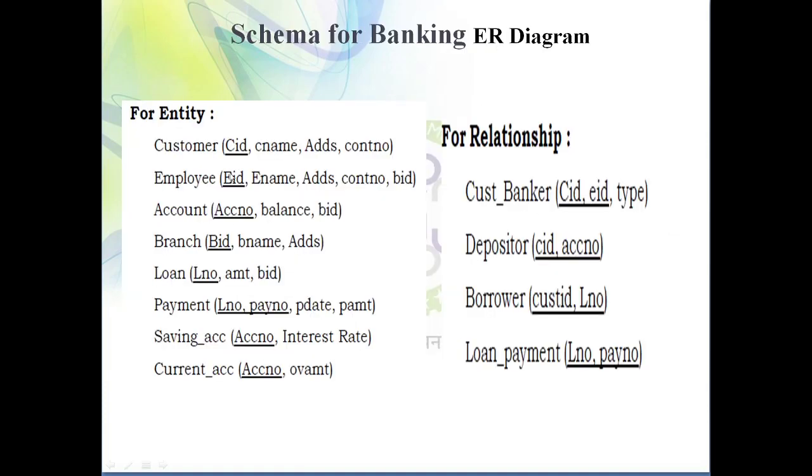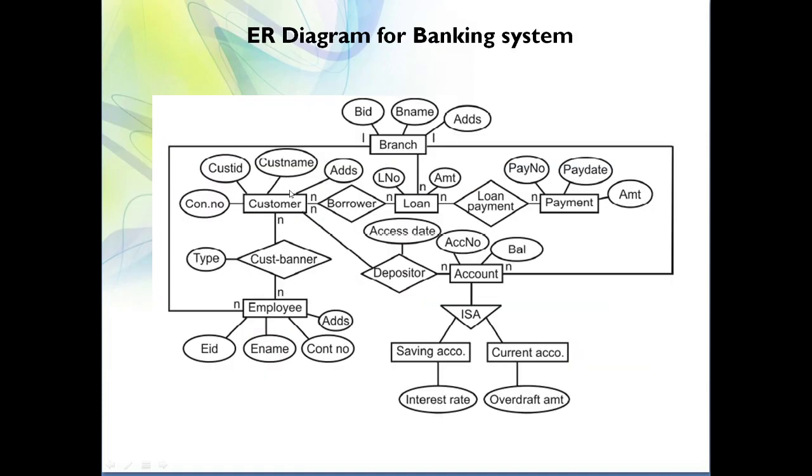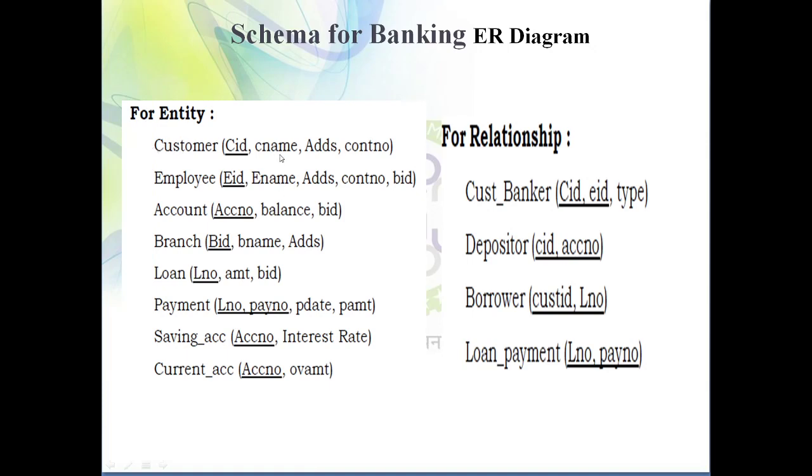So customer, what are the attributes? Customer ID, name, address and contact number. All the attributes that you cover over here, that you need to take while specifying the schema. And here the underline represents that customer ID is a primary key.